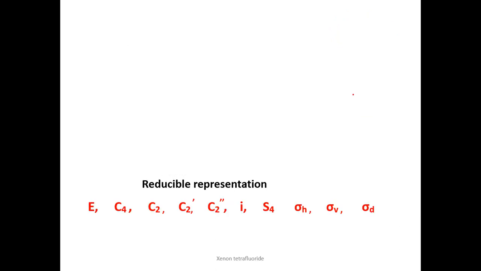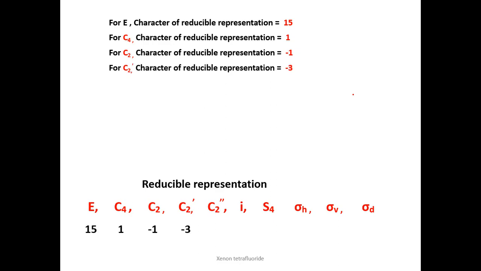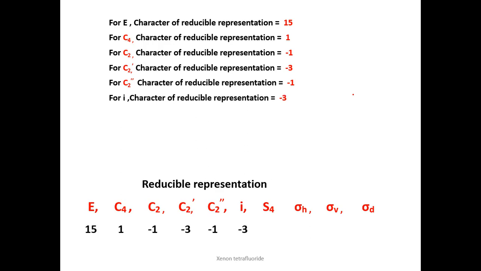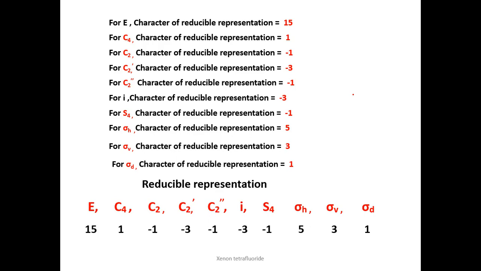Now summing up all the details, you get like this. For E, the character of reducible representation is 15. C4 character is 1, C2 character is minus 1, C2 dash character is minus 3, C2 double dash character is minus 1, I minus 3, S4 minus 1, sigma H 5, sigma V 3, and sigma D 1.